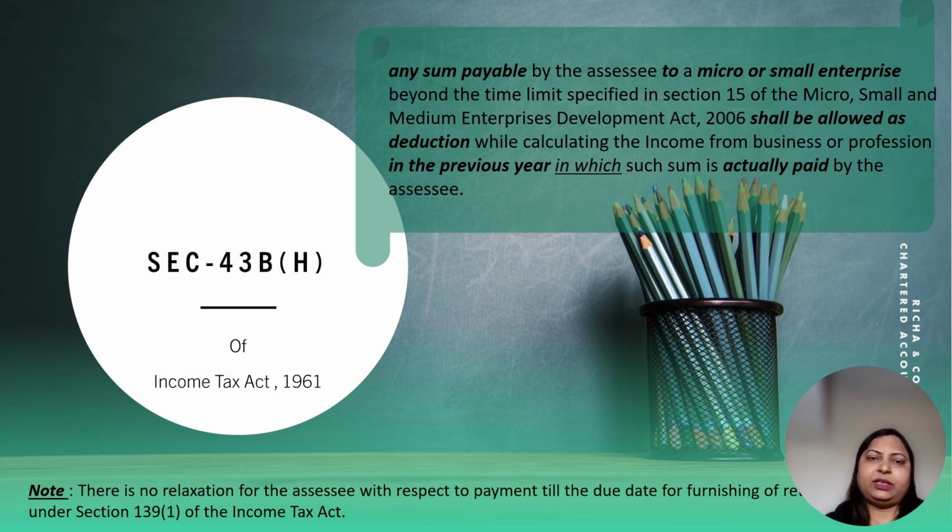But in section 43B, there was a proviso that if you have paid those expenses before filing of ITR, then you can claim them in the same financial year, but that proviso is not applicable here. That means the relaxation of paying before filing of ITR is not applicable here. Even if you have paid before 31st of July or 30th of September, you cannot deduct those expenses in the previous financial year. You can claim them in the next financial year.